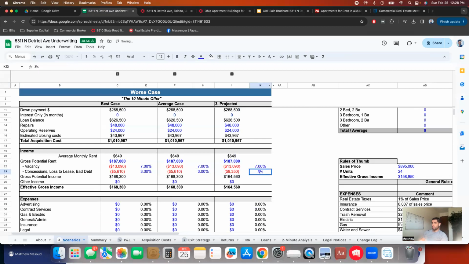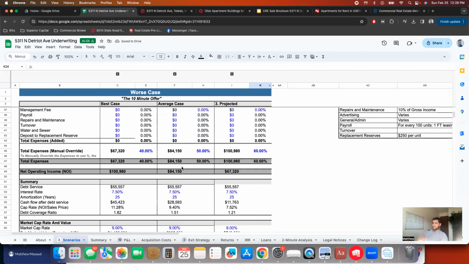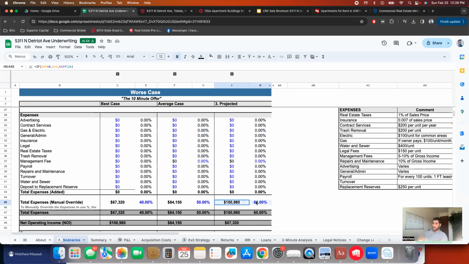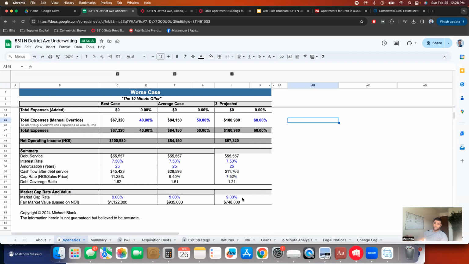Let's keep this. So the only thing we're really playing with are the expenses. At a 50% expense ratio, it's valued at 930. And then if expenses are high, at 100,000, 60% expense ratio, we're looking at the building being worth around 750 grand, which is actually less than what they're asking right now. So right off the bat, if I'm looking to place capital, I'm walking away from this deal, and I'm going to move on to the next one.